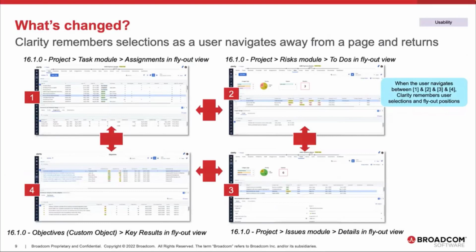Clarity remembers the user selections as the user navigates from one page to the other and returns to either of these pages. Again, this is just an example, but in the 1603 release, each time the user returned to either one of these pages, Clarity did not remember the selection, which required the user to select the items again.